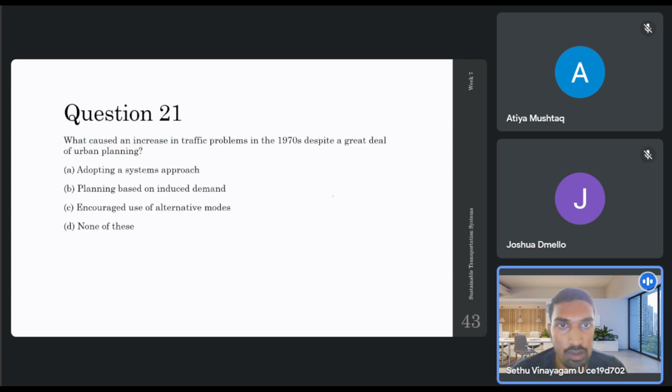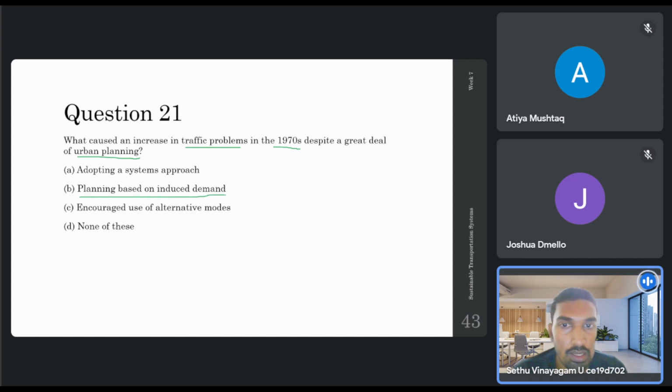Okay, so here we are talking about the approach that was taken for transportation planning in the 70s, right? So there was a great deal of urban planning, which means how the land use will be used for the different purposes. But still, we had a lot of traffic problems because of how they were planning for the transport facilities. They were doing it adopting planning based on the induced demand.